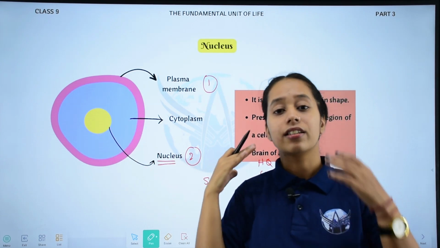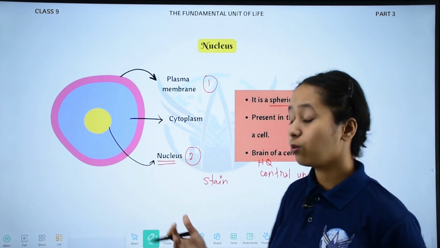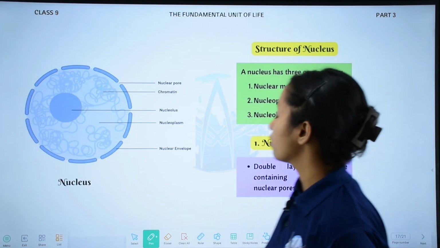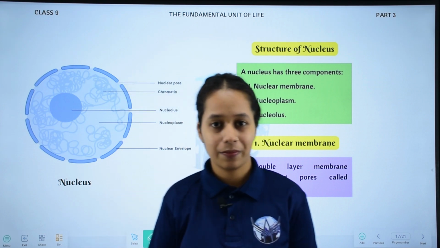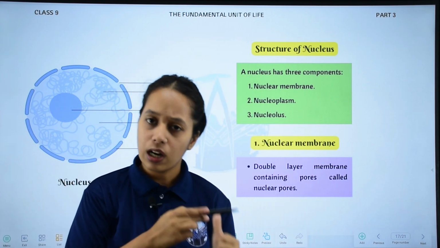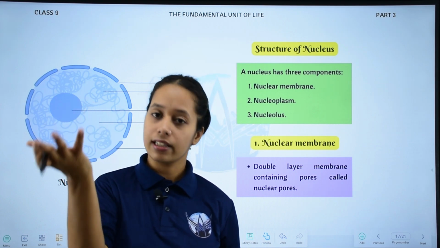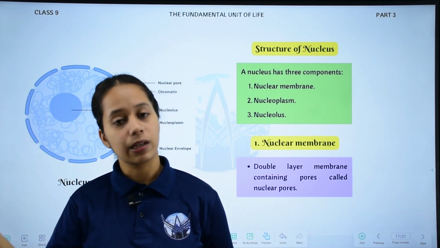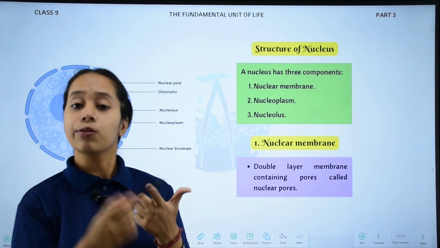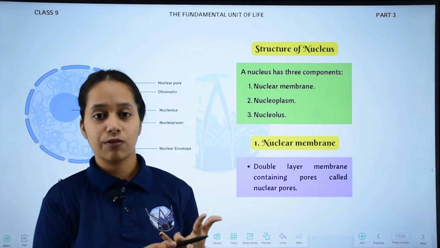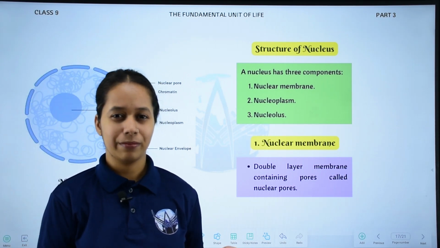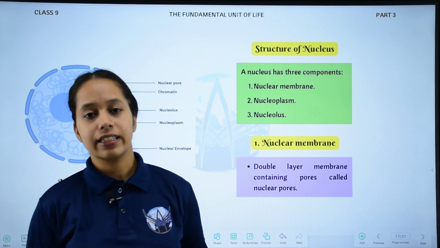Okay, now let us learn more about the nucleus. So, the structure of the nucleus. What is a cell made up of? A cell has a cell wall. Oh sorry, not all cells have a cell wall, so we cannot say that a cell is made up of a cell wall. Every cell possesses a cell membrane, it has a nucleus, it has cytoplasm, which we will study in the next class probably.